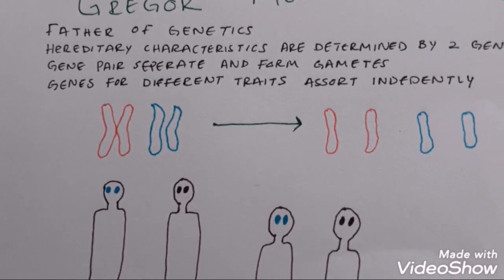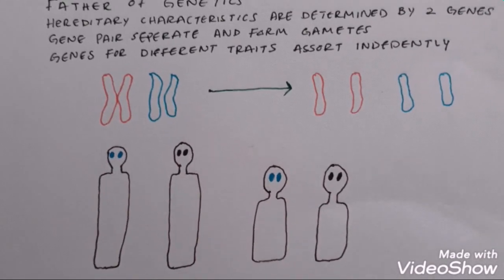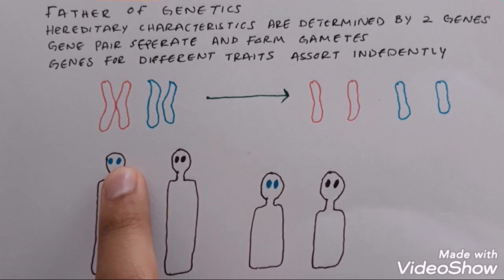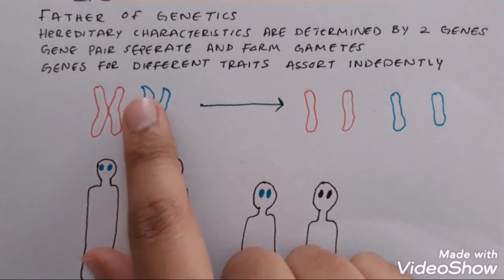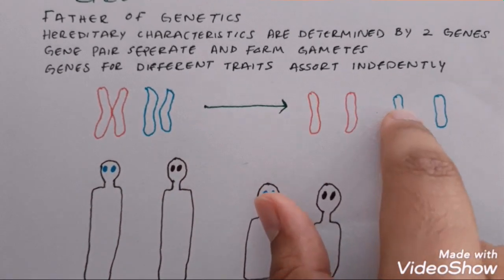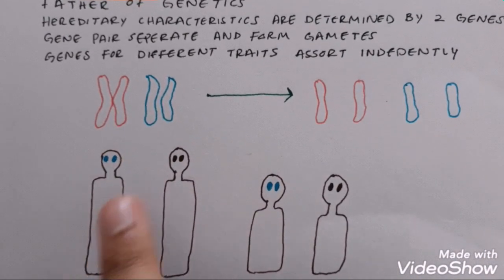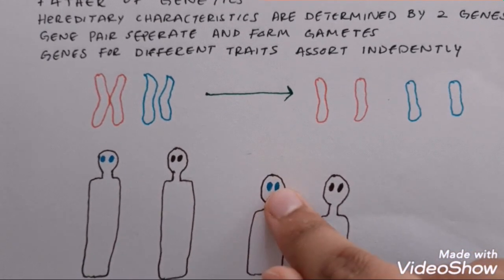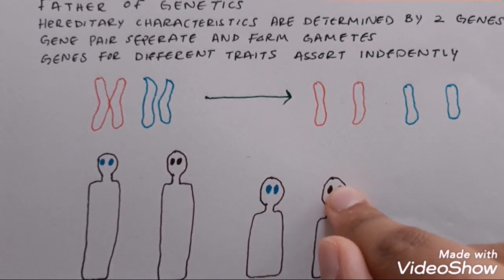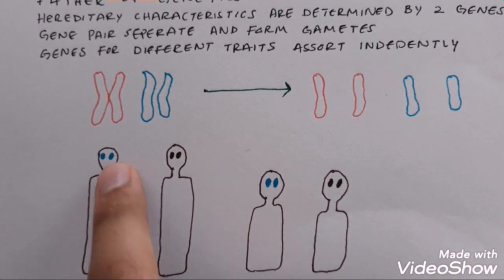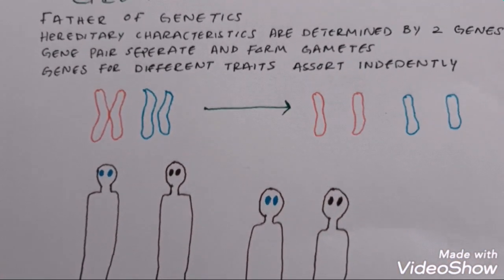His second law of independent assortment means that one characteristic does not influence the other characteristic. Okay? Genes for different traits assort independently. This means that if you are tall and you have blue eyes, doesn't mean that you can't be short with blue eyes. And if you have brown eyes and you're tall, doesn't mean you can't be short and have brown eyes. Similarly, you can be tall with blue eyes and be tall with brown eyes. These traits assort independently.